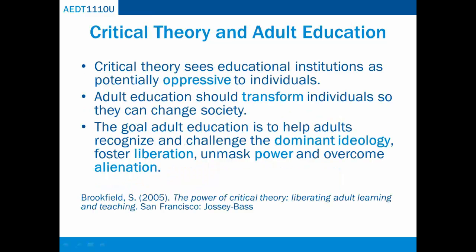Critical theory sees educational institutions as potentially oppressive to individuals. Adult education in this context should transform individuals so that they can change society. The goal of adult education from a critical perspective is to help adults recognize and challenge the dominant ideology, foster liberation, unmask power, and overcome alienation.